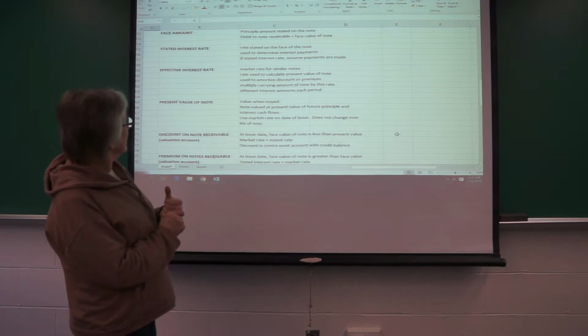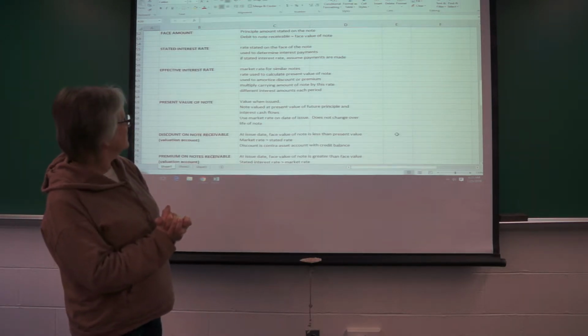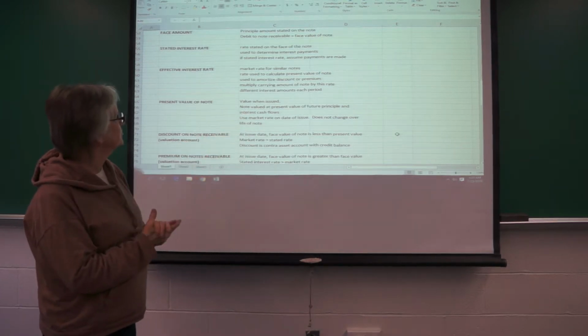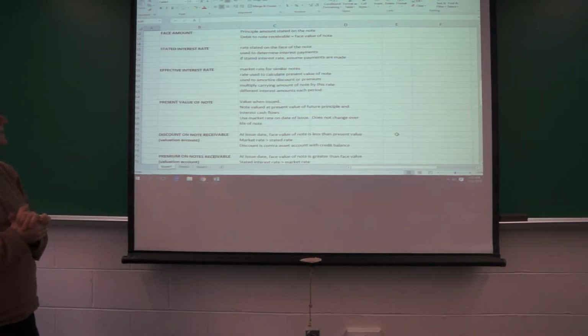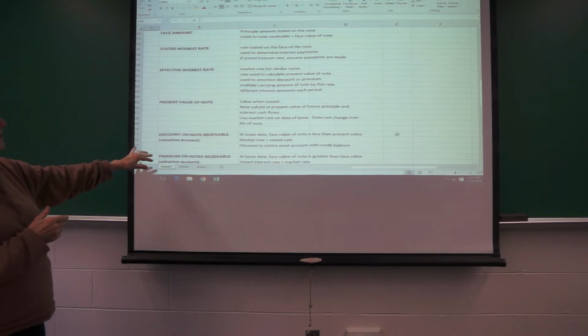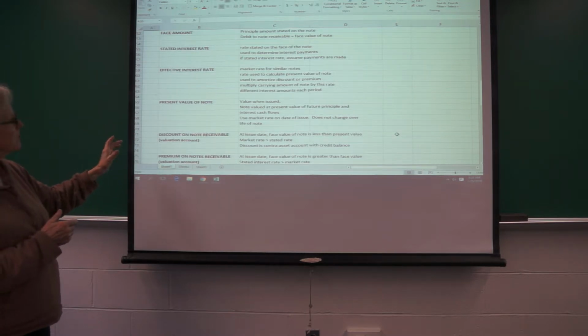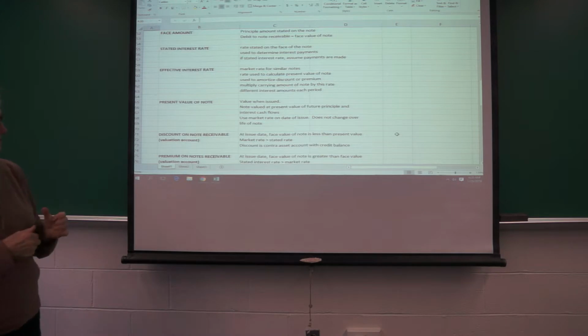Okay, so the present value of the note, this goes back to our tables. It's going to be the present value of the future principal and interest cash flows. And your discount on notes receivable, or premium on notes receivable. This is similar to bonds. Think of bonds that were issued at a premium or a discount. This is when the stated rate is different from the market rate. The notes will be issued at a premium or a discount. Yeah, this just gets worse and worse.